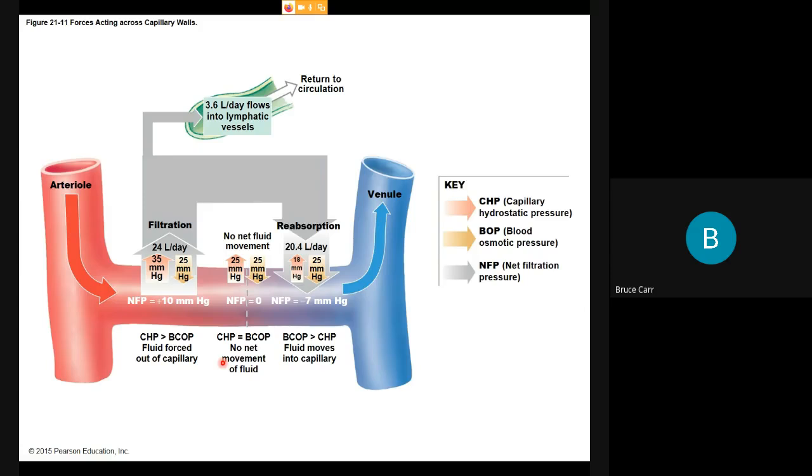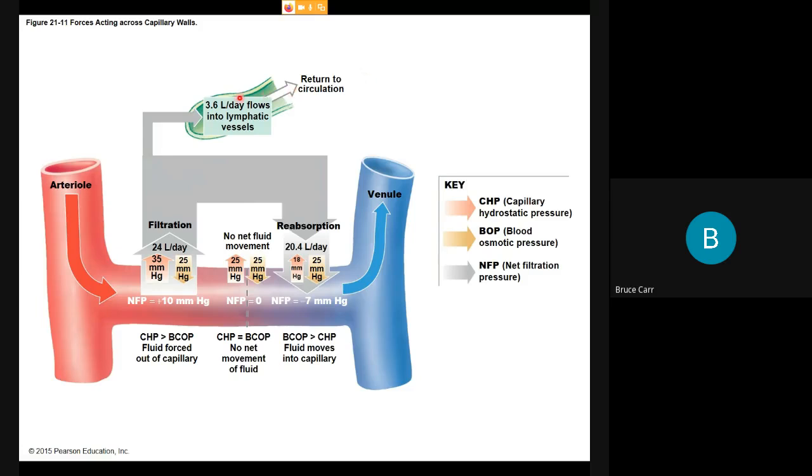You can see that the width of that arrow stem, filtration and reabsorption are not equal, and that this excess, which amounts, what you can see here, 3.6 liters per day, is the flow that is being collected by the lymph system and returned to the cardiovascular circulation. Now, as I said, in this blood vessel chapter, we're not going to return to the details of that. We're going to explain that in chapter 22.